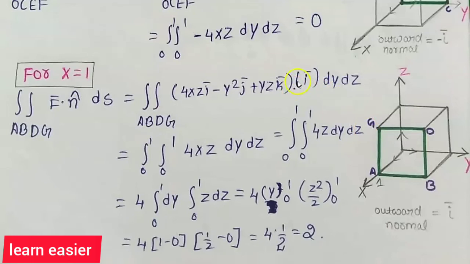So here the normal vector is the same as the unit normal vector, that's why we have unit normal vector as i bar into dy into dz. Why? Because dy dz means we are taking the yz plane. That's why we have taken dy and dz here. Now let's multiply only the coefficient of i bar. So here is 4xz and here is 1. So 4xz into 1 is 4xz dy dz. Now take the limits. Those are x equal to 0 to 1, y equal to 0 to 1 and z equal to 0 to 1.